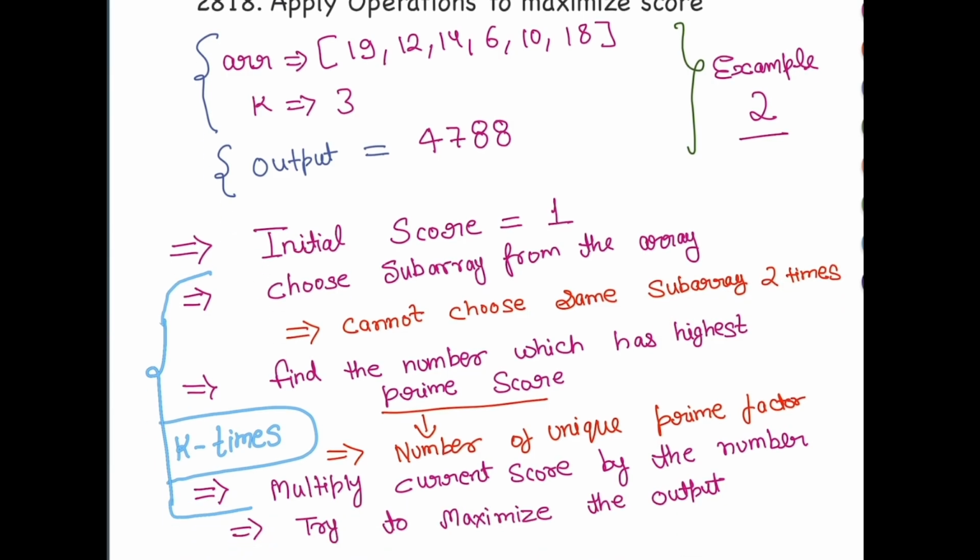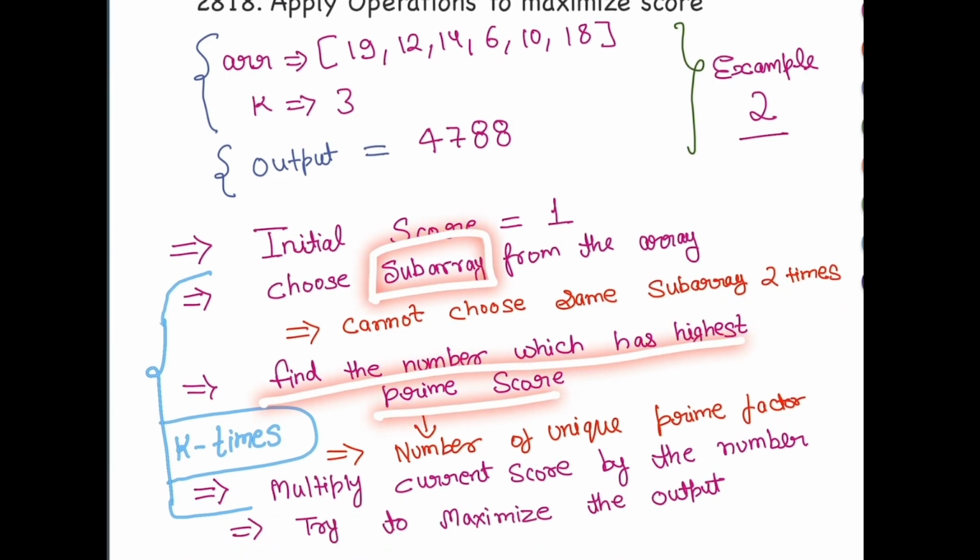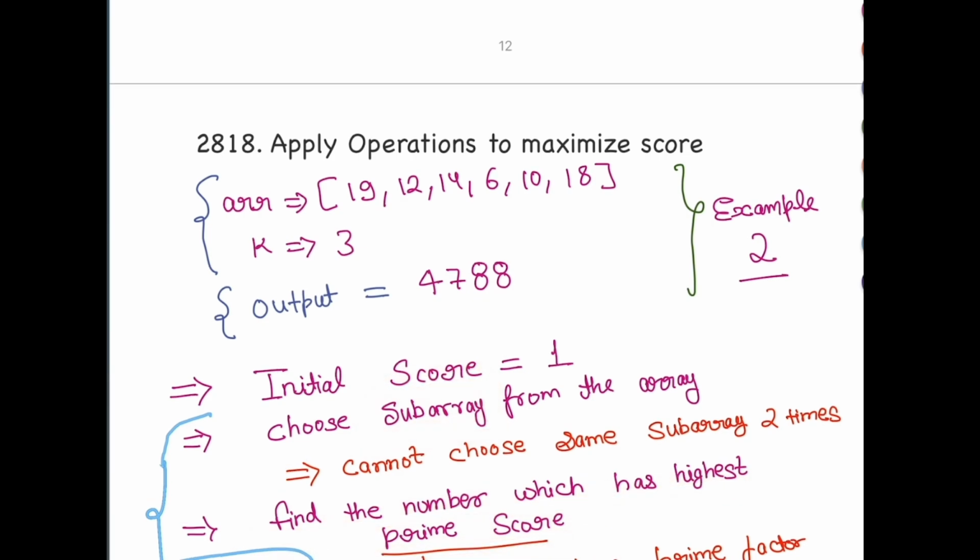Now whatever subarray you are choosing, you will have to find the number which has the highest prime score. For example, you chose the subarray 12, 14, and 6. Every number has a prime score. The prime score is something different. Don't confuse it with the initial score which we have. That score is what we are going to give in the output, and the prime score is something which every number will have. Okay, so 12, 14, and 6.